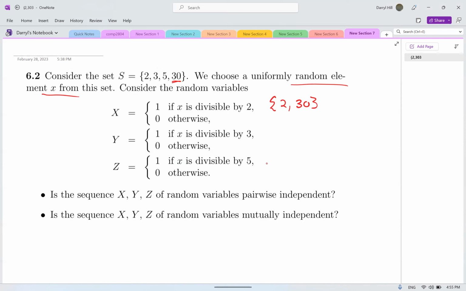So 30 is divisible by 2 and divisible by 3 and divisible by 5. Okay, so there's a lot of symmetry here, even though these appear to be weird numbers. So Y is 0 otherwise, 3 and 5. Okay, so X equal to 1 and X equal to 0 have equal probability of 1/2.